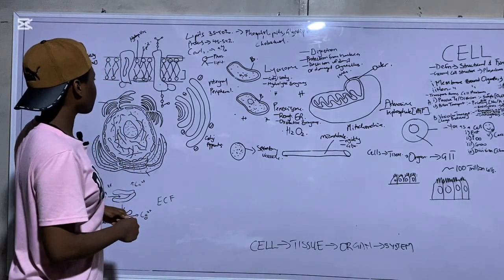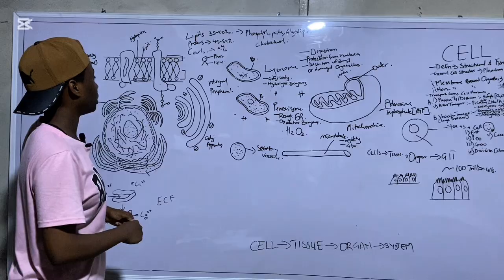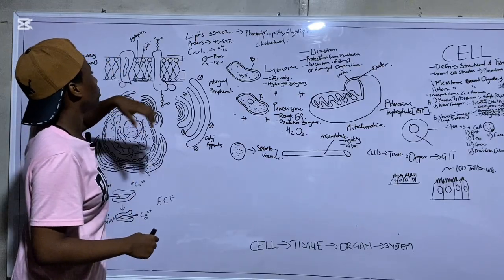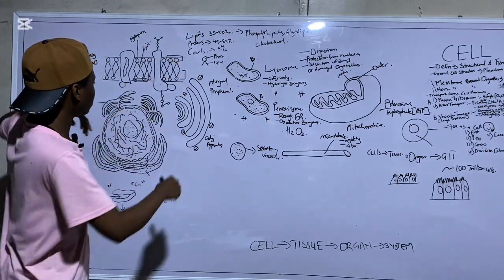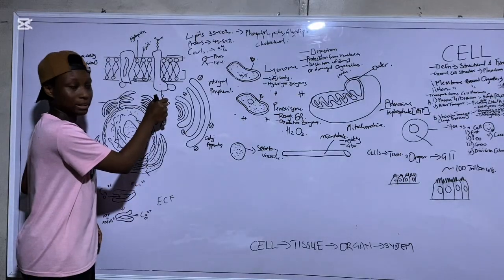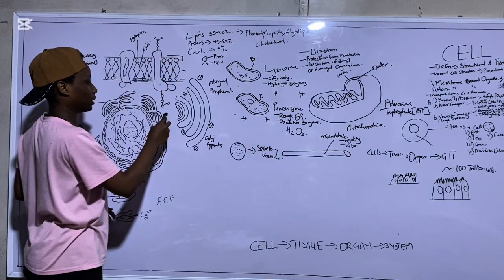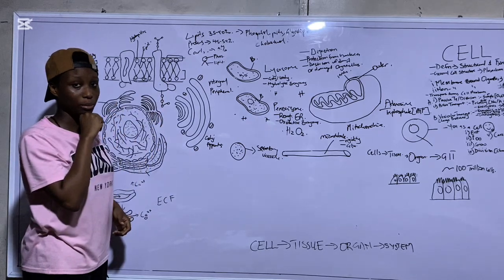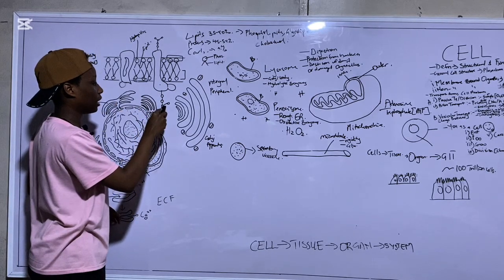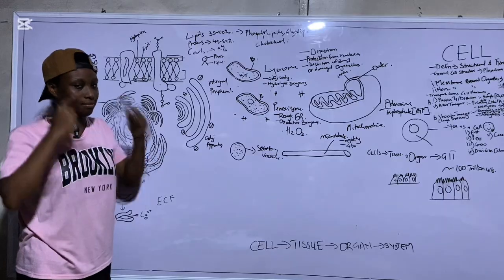So that's all for the proteins of the cell membrane. Then we're going to go to carbohydrates. This moiety you can see here is the carbohydrate molecule that is attached to the protein. And what does that make it? That makes it a glycoprotein.